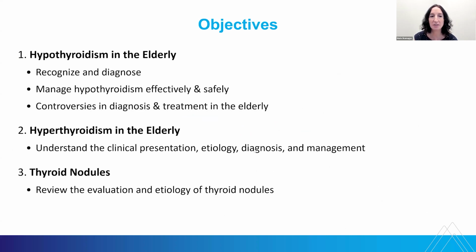So we have a few objectives today. We're going to discuss hypothyroidism in the elderly, how to recognize some of the symptoms and make the diagnosis, how to manage hypothyroidism effectively and safely, and controversies in diagnosis and treatment in the elderly. We'll also talk about hyperthyroidism in the elderly. We'll discuss the clinical presentation, etiology, diagnosis, and management. Finally, we'll end with a few words on thyroid nodules.